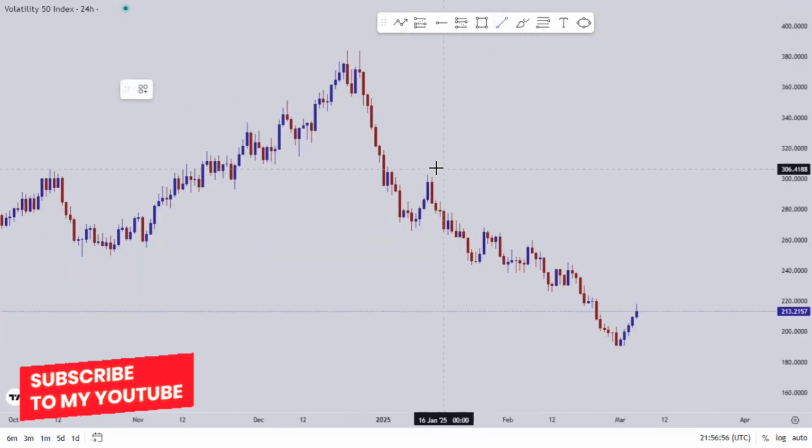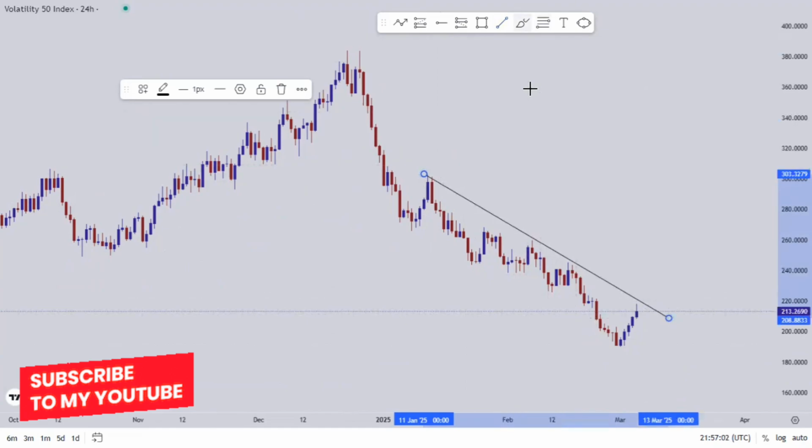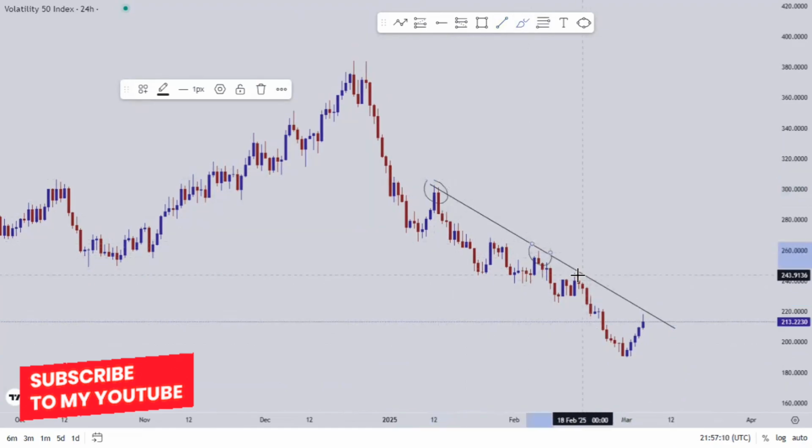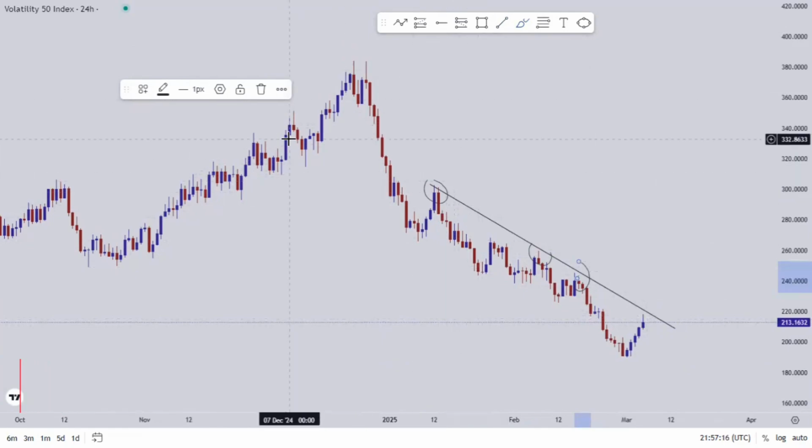Take, for example, this particular trend here. This is a perfect trend line for me. A perfect trend line for me. Why? Because I have 1, 2, and 3. And at this particular point here, we'll be expecting something.